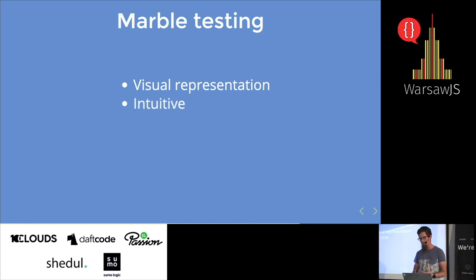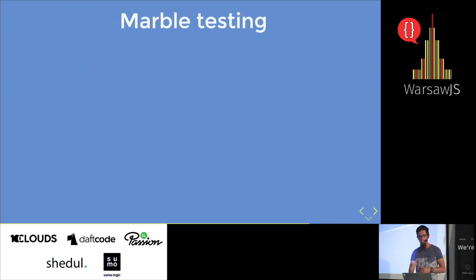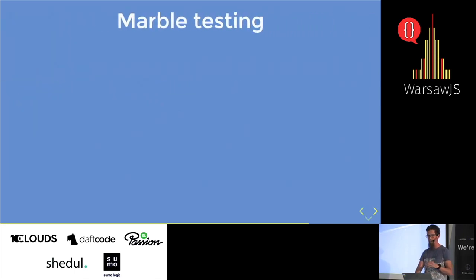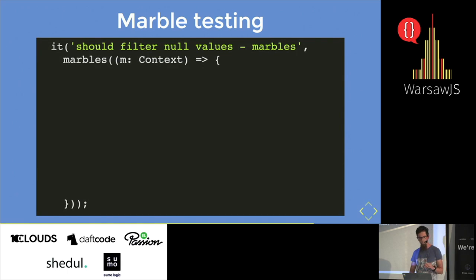It's more intuitive because we can look at the observables and visualize how it works. It's fast, just as fake async was. So let's have a look at how we can apply that. The one difference is that we need to wrap our testing function with the marbles wrapper, which provides us with the marble testing context, which will allow us to create and assert observables.